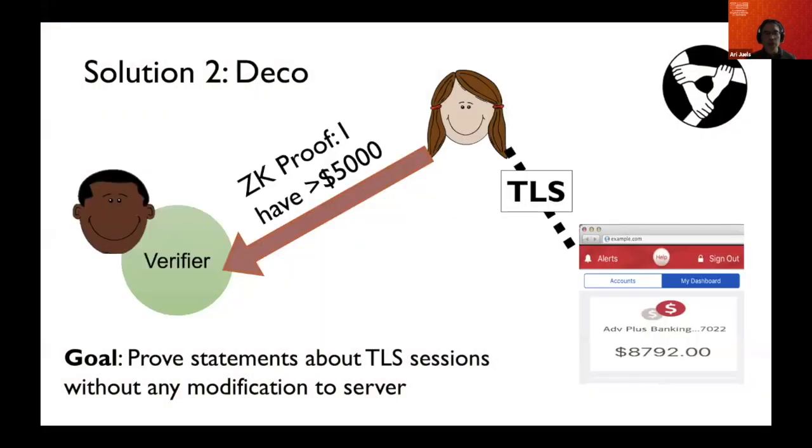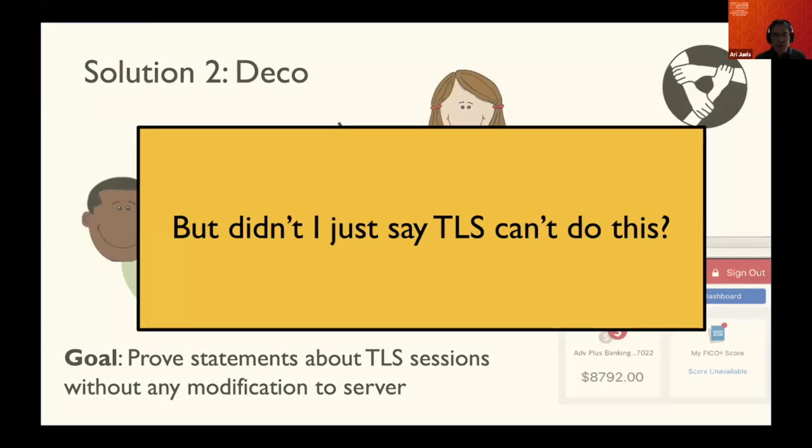What Deco aims to do is the following. It aims to allow Alice to log into her bank account over a TLS connection and then prove in zero knowledge statements about the data she gets from the bank to a third party like Bob, to a verifier. But didn't I just say that TLS can't do this because of the use of symmetric keys to sign data? Didn't I just say this is impossible? On the face of it, it seems impossible.